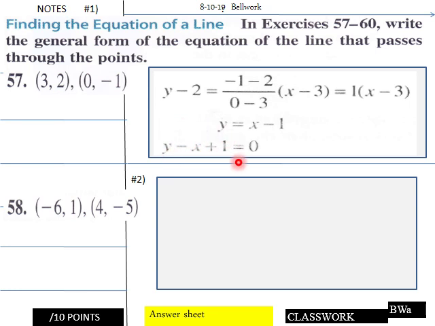Or we can get this configuration here if you wish, to make it 0, to put it into your calculator. I wouldn't do that. That wouldn't go into your calculator. But this would be your general form of the equation here.